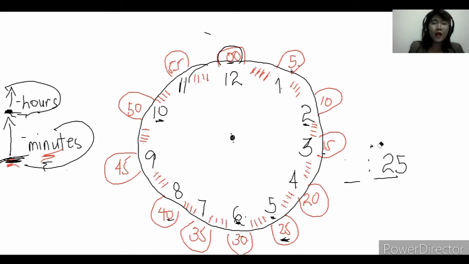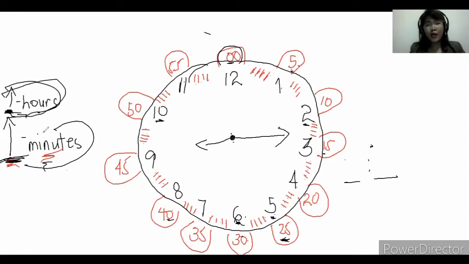Another example. When the short hand points to number 9 and the long hand points to number 3, what is that? First, look at the short hand. Second, look at the long hand. It is 9:15. Okay?